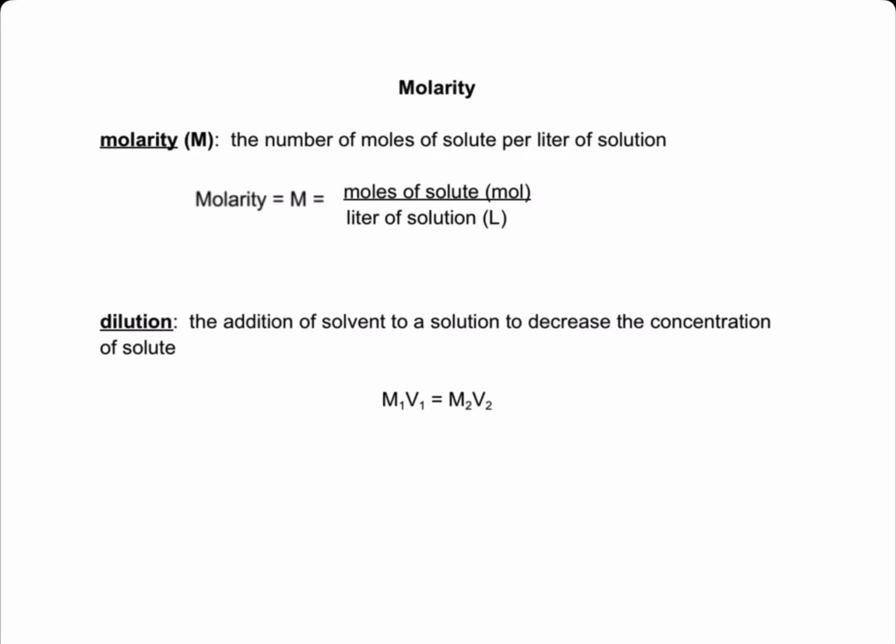If we have initial conditions of a solution, if we know the molarity and the volume of a solution, we can change up that volume and be able to determine the new concentration. This is called dilution. Dilution is the addition of solvent to a solution to decrease the concentration of solute. The dilution formula is M1 times V1 equals M2 times V2, where M is the molarity and V is the volume. Let's take a look at an example.